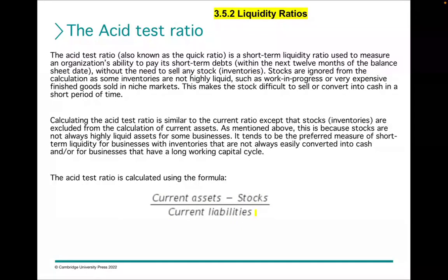It's called the acid test ratio or quick ratio. This will give a much different figure, and obviously the bank or whoever is lending you money will feel more comfortable looking at this figure when they're deciding how well you can pay them back, rather than the current ratio.